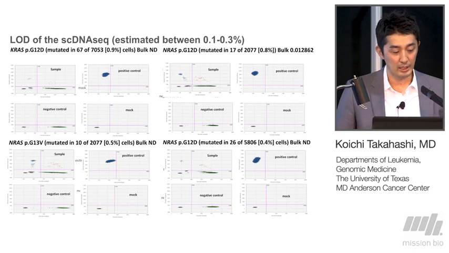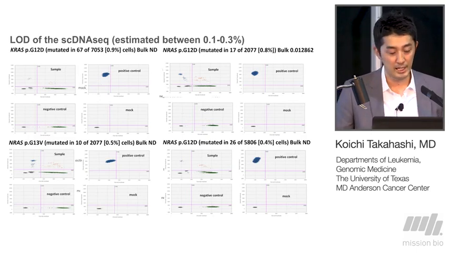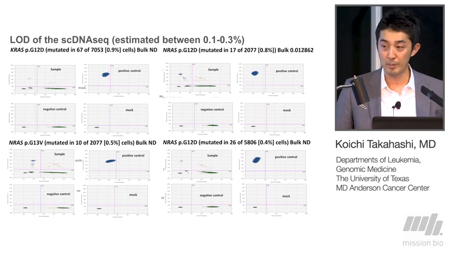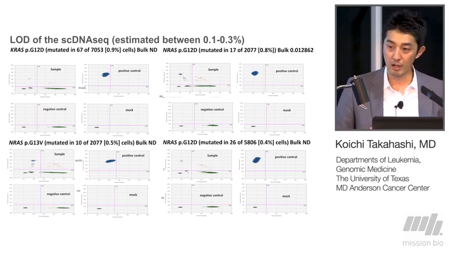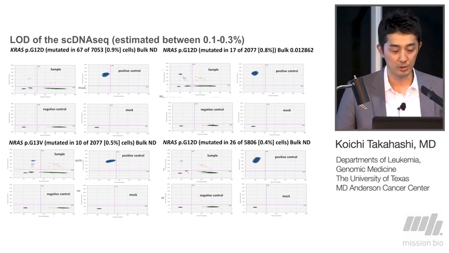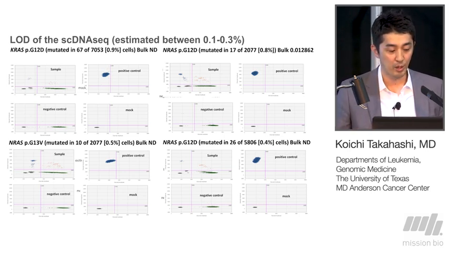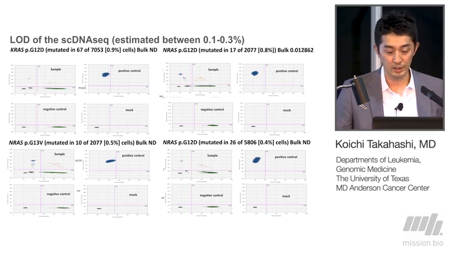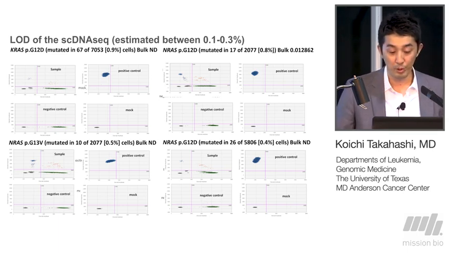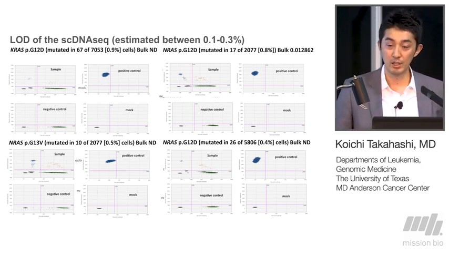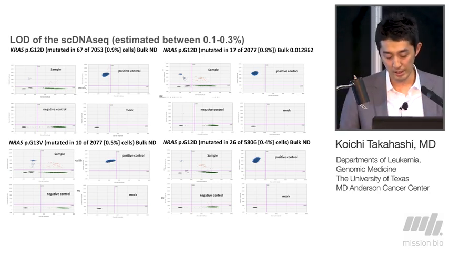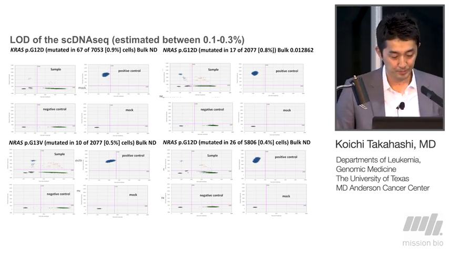We also tried to analyze the limit of detection or sensitivity of this assay, and Mission Bio is telling us about 0.1% as a limit of detection based on the dilution assay. And I think our analysis also agrees with this, in that in some cases where we detected the mutation by the Tapestri but it was not detected by the bulk, we were able to validate those mutations by ddPCR. And that was ranging from 0.1 to 0.3% at the limitation. So I think the limit of detection or sensitivity is ranging from 0.1 to 0.3% at the cellular population level.